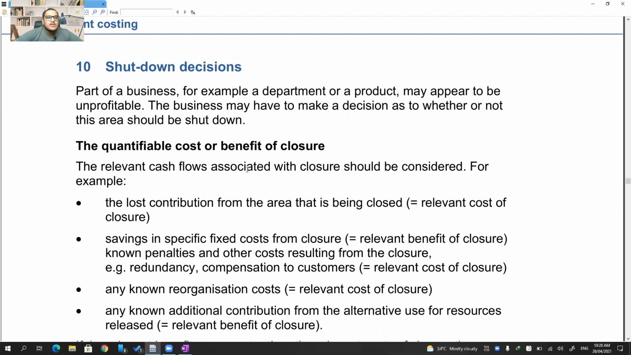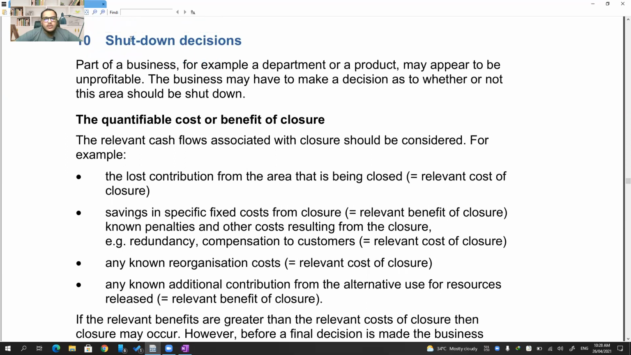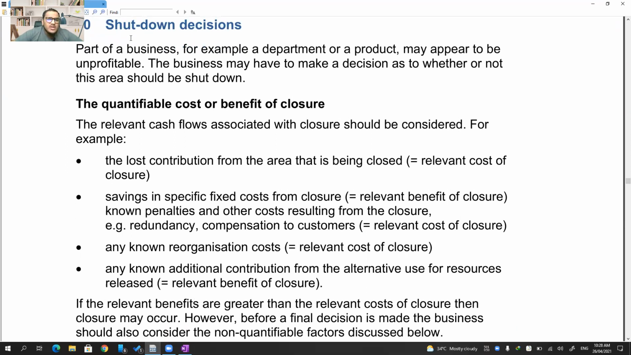Okay. Chalo, let's move further. Shutdown decisions, sir. When we are talking about shutdown decisions, what do we need to consider? Point number one, if you are shutting down a particular project, whatever contributions you are generating till date from that particular branch or unit, they'll be gone, right? So that is an additional loss for you. Whatever fixed cost needs to be paid.